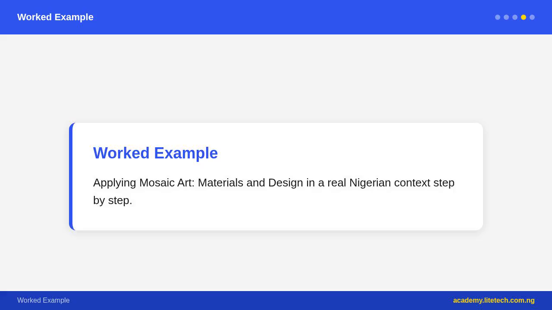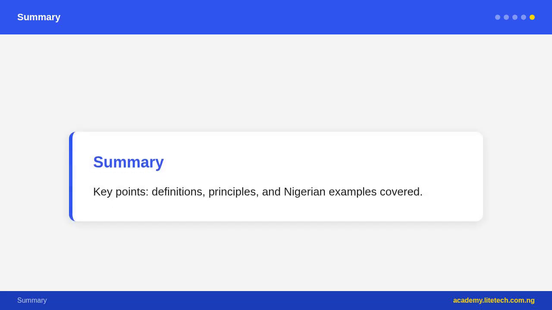Remember, sculpture equals 3D art. Two types: relief, partly raised from the background, like Benin bronze plaques plus coins, versus sculpture in the round, fully 3D, like Nok terracotta plus Ife bronze heads.